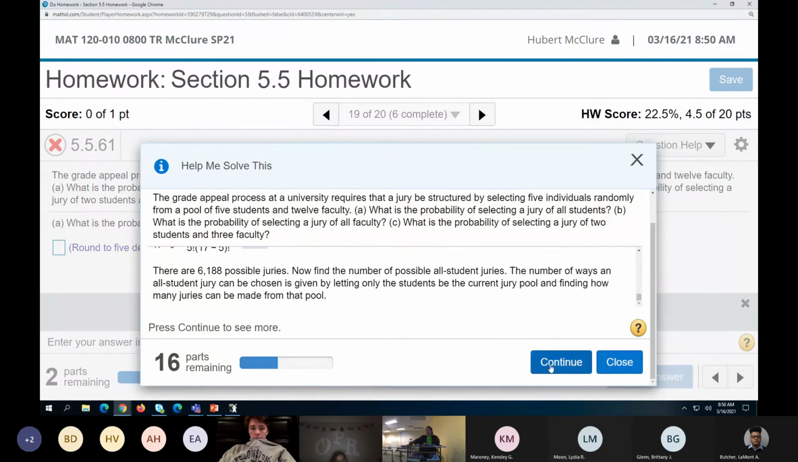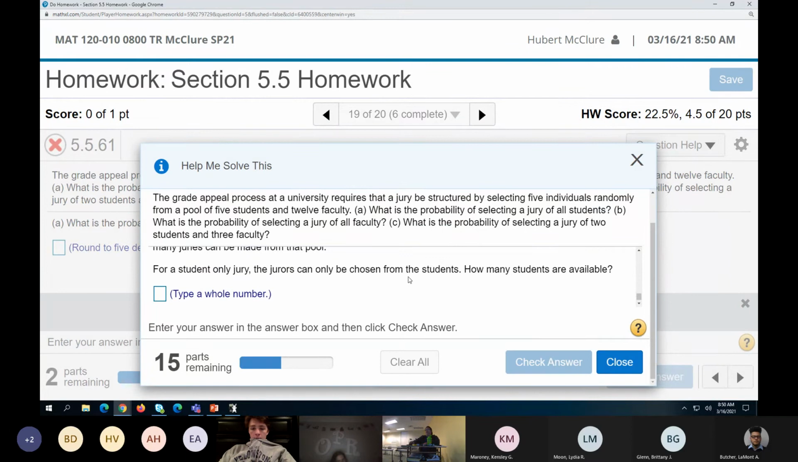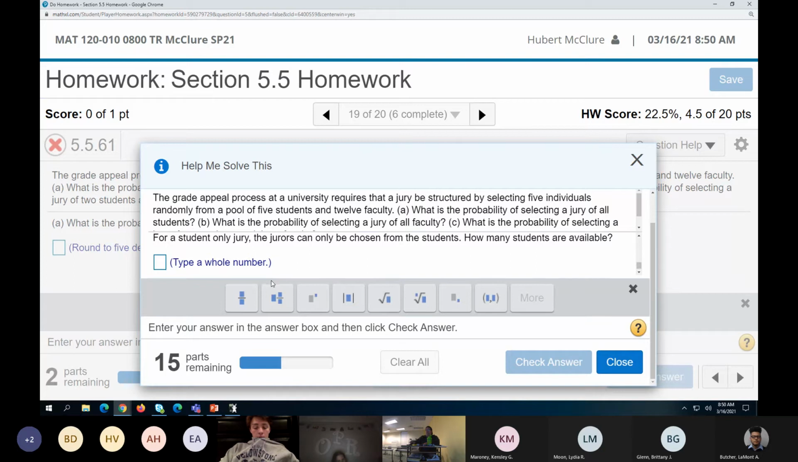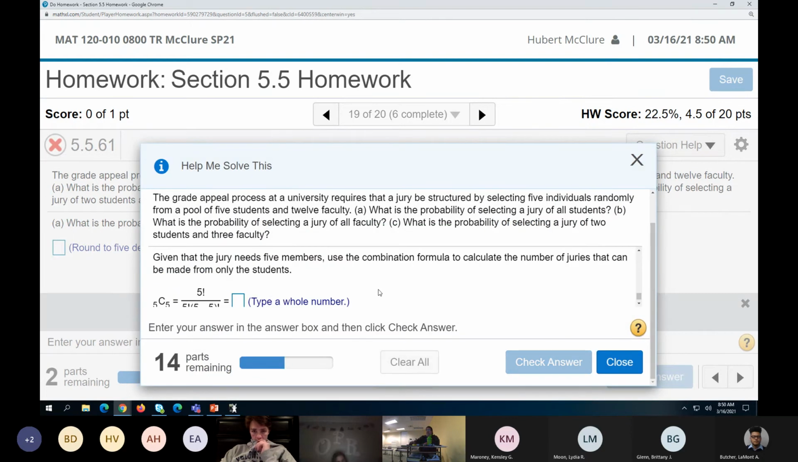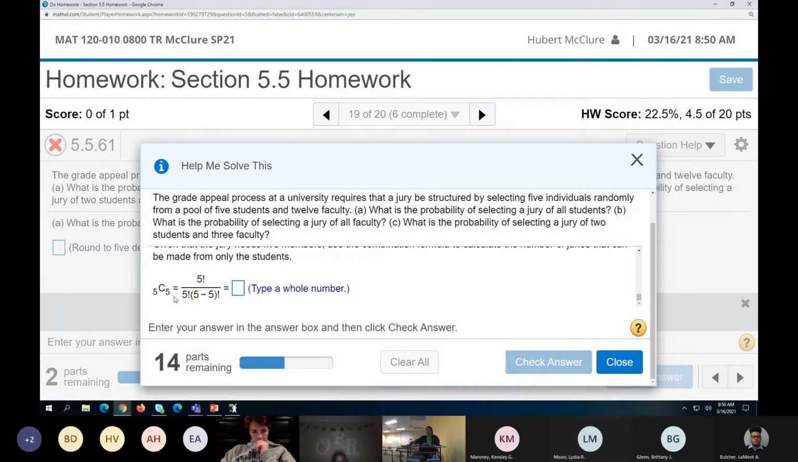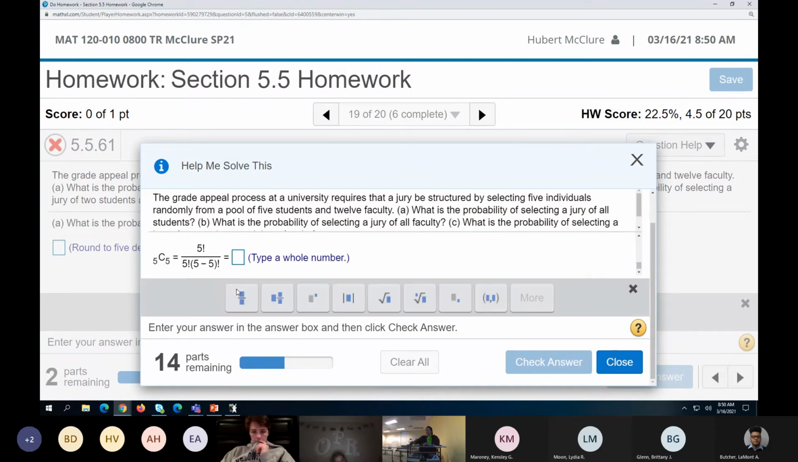Okay, now they're going to tell you to do 5, let's see, 5 combination of 5 or whatever. For a student jury, how many students are available? There's 5 students that are available. And that's going to be 5 combination of 5. Yep, 5 combination of 5. And that's going to be what? 1. Somebody do 5 combination of 5. Or is it going to be 5? What's 5 combination of 5? 1. Okay, it's 1.